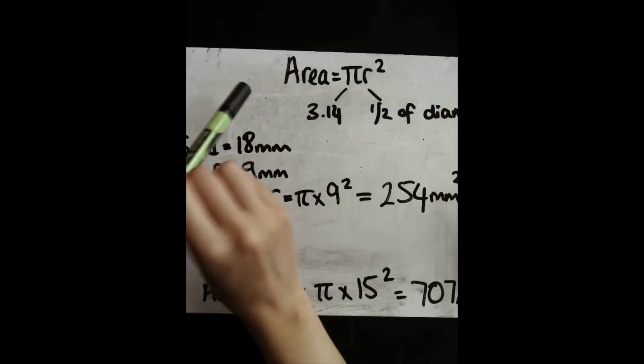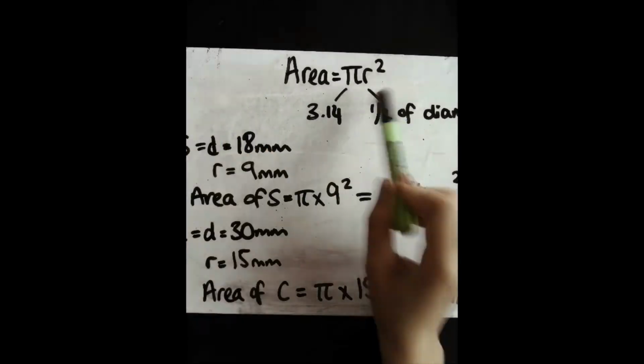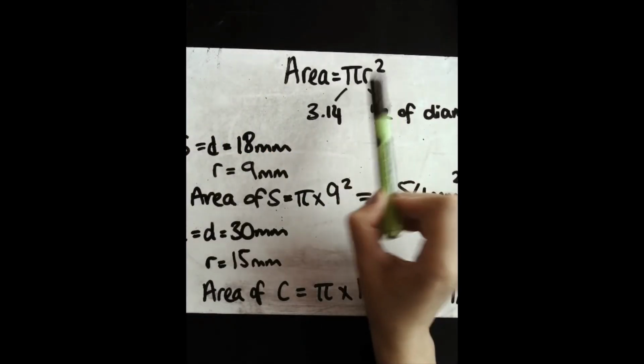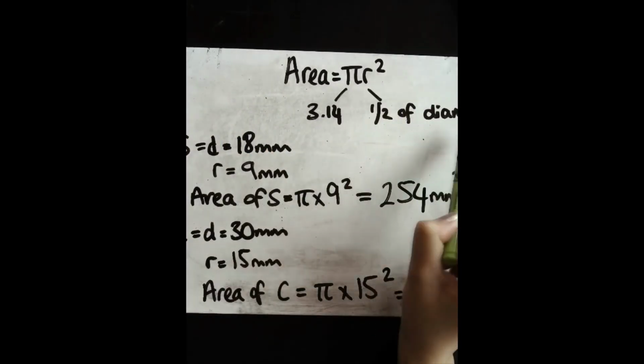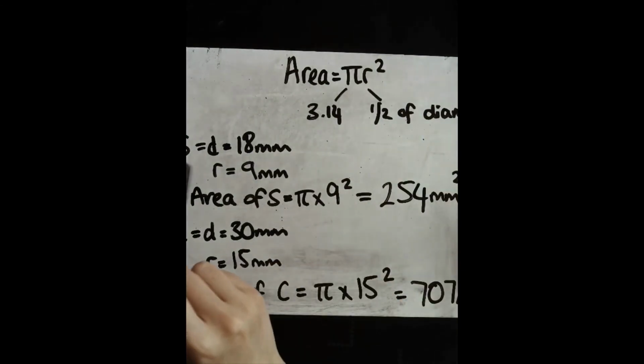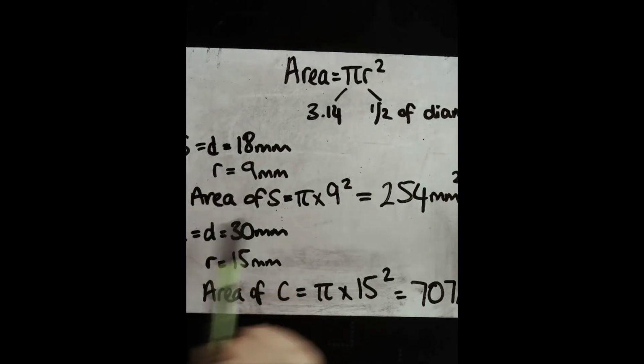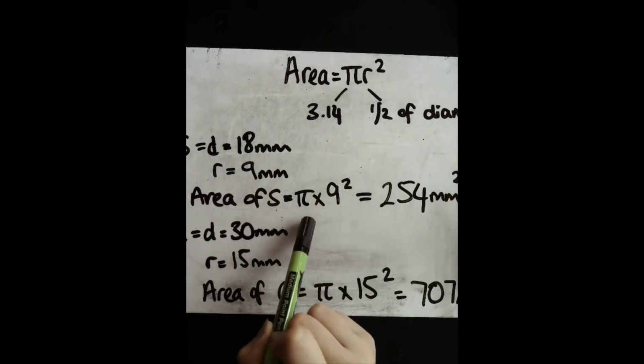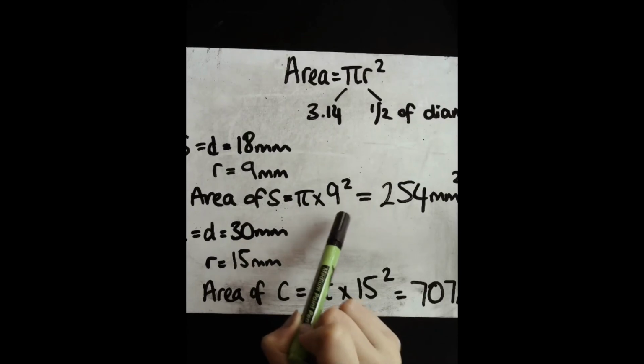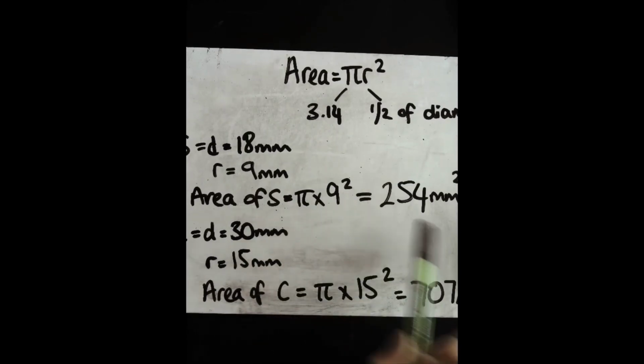To calculate the area of the inhibition zone, we need to do pi, which is 3.14, times the radius squared, where the radius is half of the diameter. So the diameter of S was 18 millimeters, half of that is 9 millimeters. So the area of S is going to be pi times 9 squared, which is pi times 81, and that gets you 254 millimeters squared for the units.